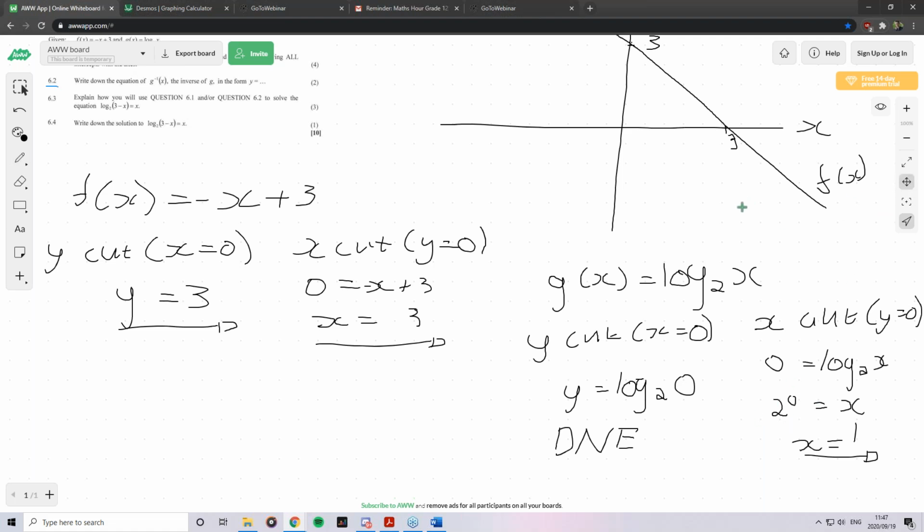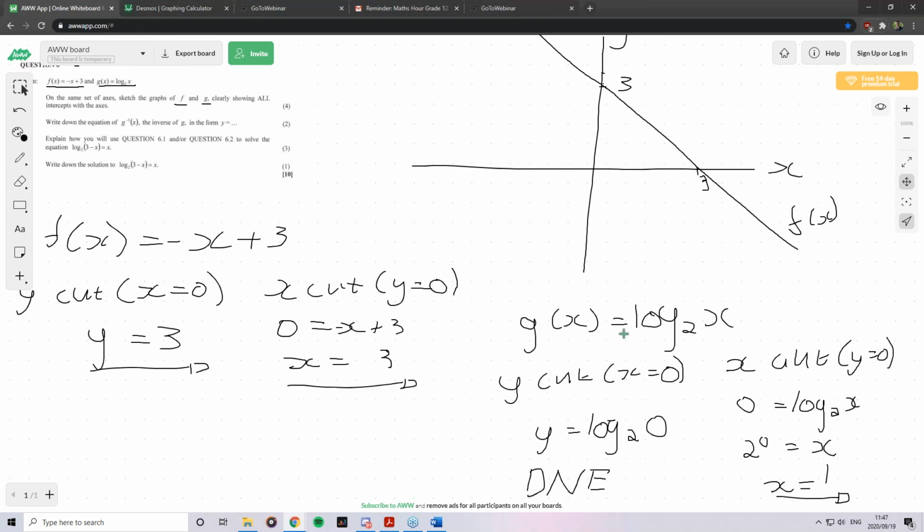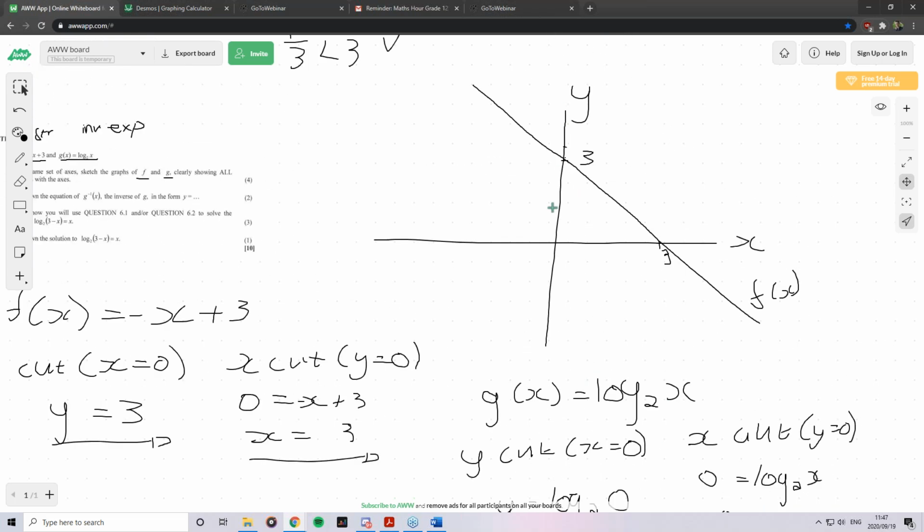So it does not cut the y-axis, so it does not go past this point. It doesn't intersect it. I do have, though, that it cuts the x-axis at 1. So if it doesn't cut the y-axis, it looks something like this. That's my graph for g of x.